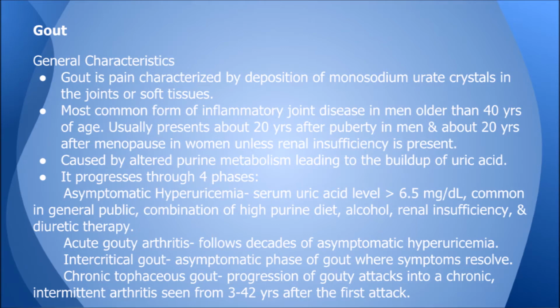The last one we're going to talk about is gout. And gout is pain that's caused or characterized by monosodium urate crystals that are found in the joints or the soft tissues. It's a buildup of uric acid. Most men get this, and it's in men older than 40 years of age, and it usually presents about 20 years after puberty. There are 4 different phases of gout, and they are right there for you.